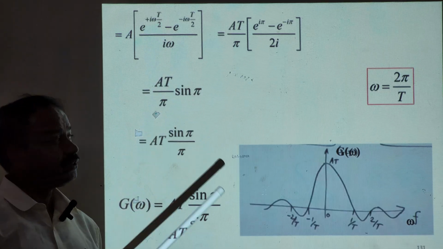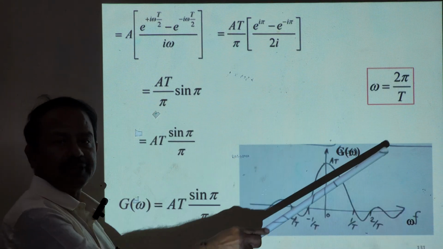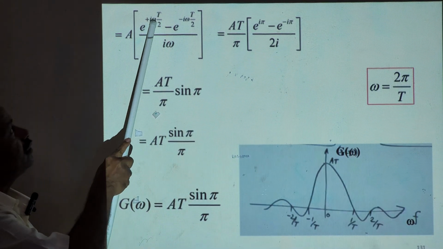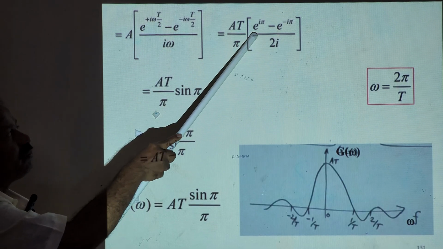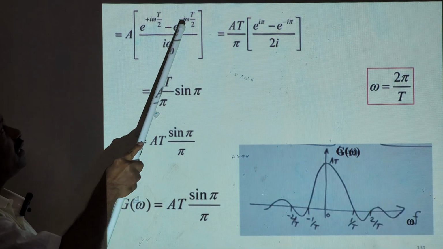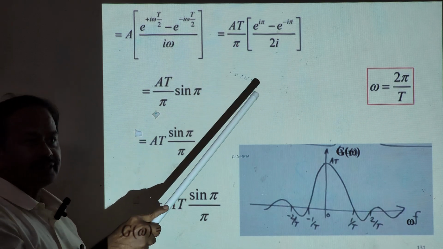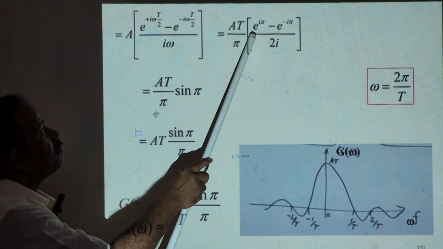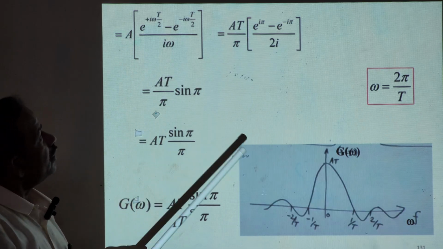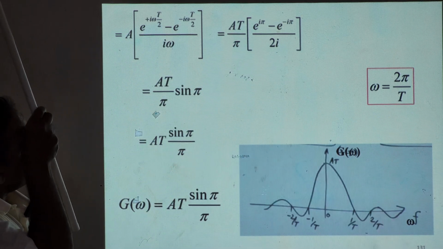Now we know that omega T equal to 2 pi, omega equal to 2 pi by T. So omega T equal to 2 pi. So instead of omega T, we will have to substitute 2 pi. 2 will get cancelled. We have e power i pi. Correct? Similarly, here also omega T is nothing but 2 pi, and you have minus e power minus i pi. And of course, multiply and divide, and this will give you.